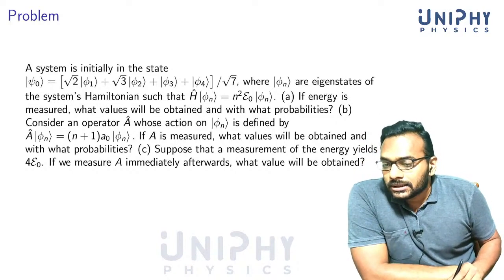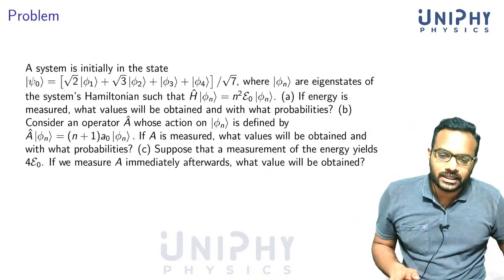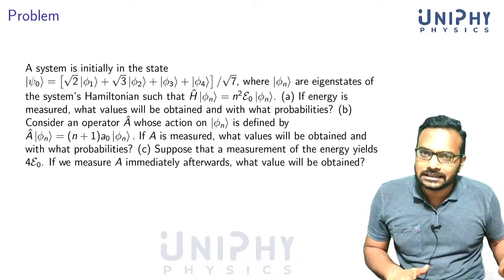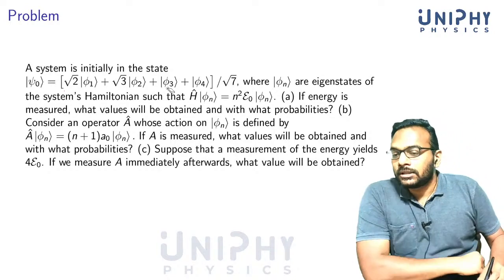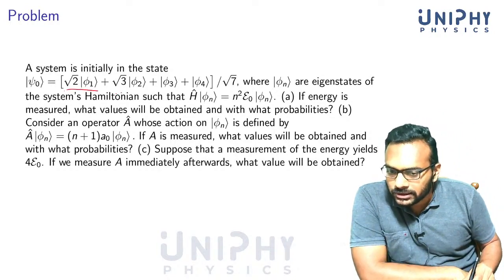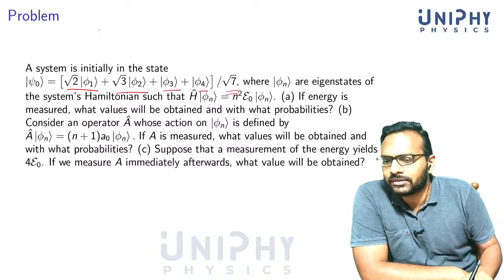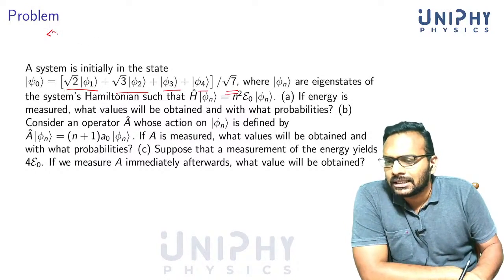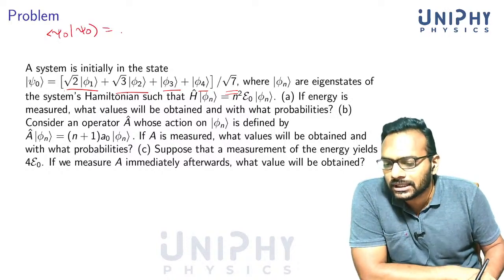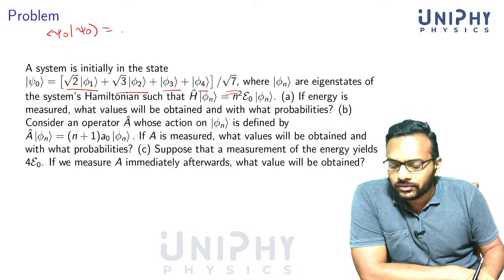So here is a system which is initially in the state. These problems I chose specifically to get familiar with the postulates that we discussed so far. So a system is initially in the state root 2 phi 1 plus root 3 phi 2 plus phi 3 plus phi 4, divided by root 7. First we check whether it's normalized. Whenever the state of the system is given, we check whether it is normalized.